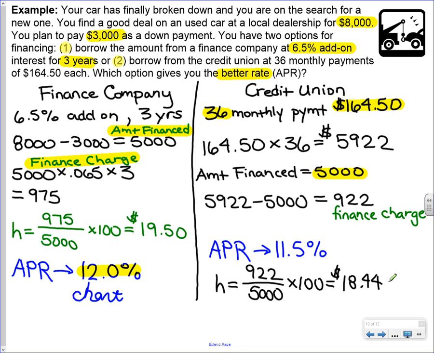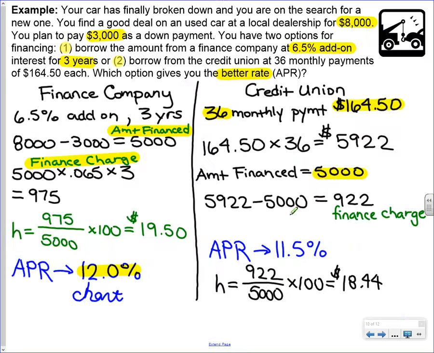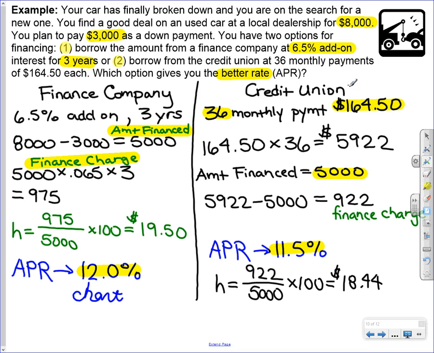This is still at 36 months, so I go back here and see where 18.44 falls. It would be between these two, and closest to this one, so that would be a rate of 11.5%. You can see that here, so of course the better option in this case would be the credit union.